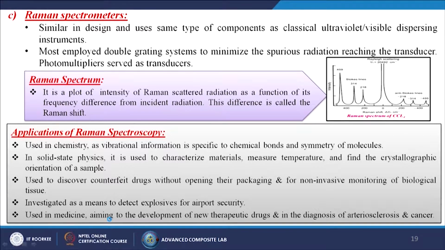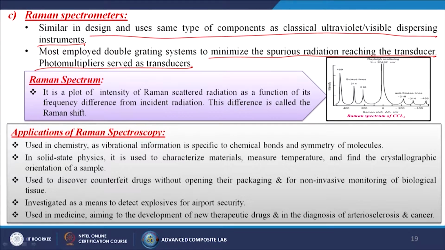Then, Raman spectrometers are similar in design and use the same type of components as classical ultraviolet or visible dispersing instruments. Most employ double grating systems to minimize the spurious radiation reaching the transducers. Photomultipliers serve as transducers. A Raman spectrum is a plot of the intensity of Raman scattered radiation as a function of its frequency difference from the incident radiation. This difference is called the Raman shift.